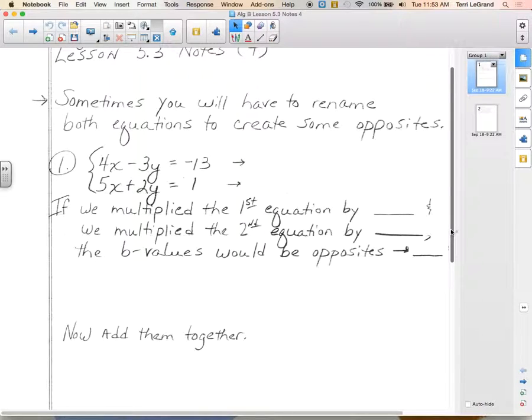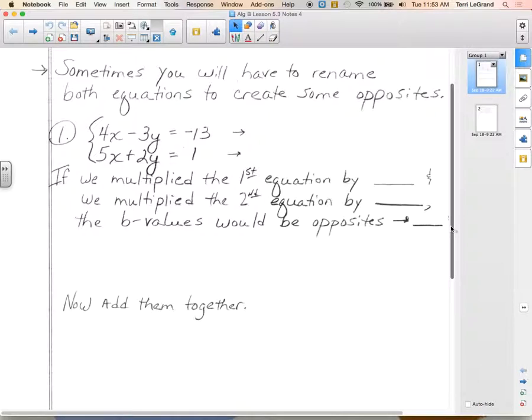Final set of notes in lesson 5.3. Sometimes you have to rename both equations to create some opposites. Remember, you only have to create opposites in the A's or the B's.